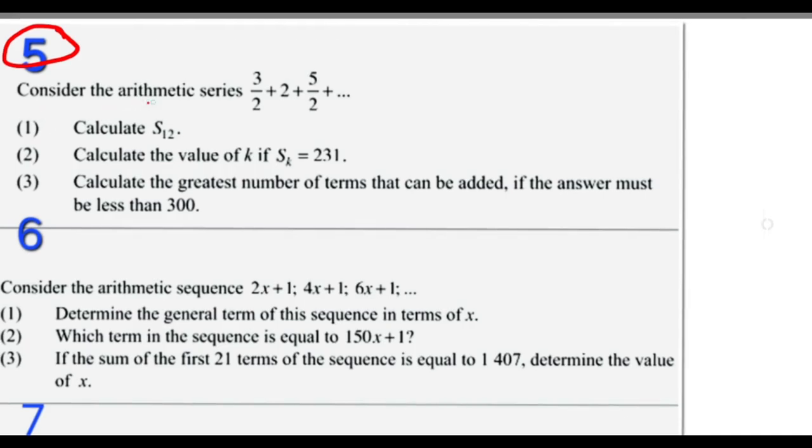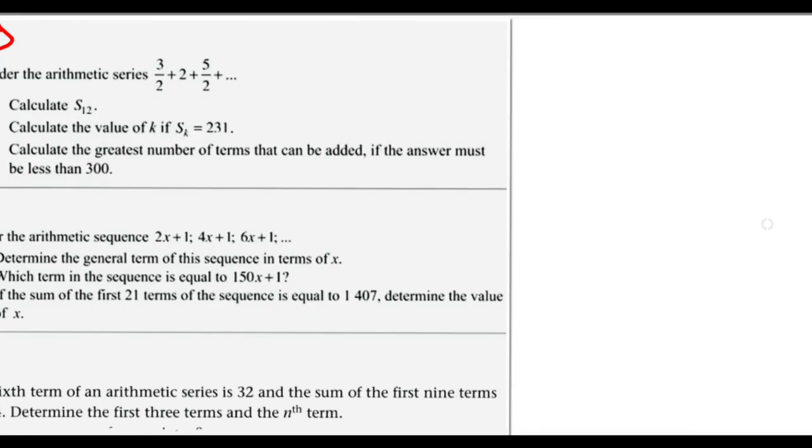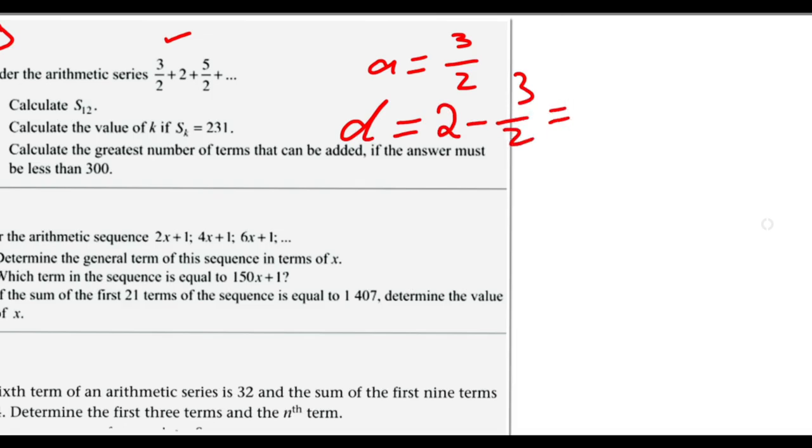He said consider the arithmetic series. This is the series. First we need to calculate S12. Identify the parameters of the series. We must remember here, a is the first term, which we got as 3 over 2. So a is 3 over 2, and d is term 2 minus term 1. So term 2 is 2 minus 3 over 2. The answer is going to be equal to 1 over 2.